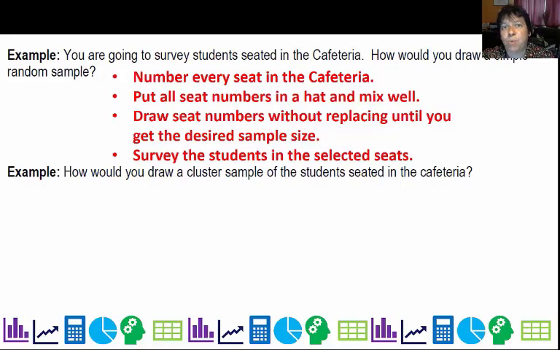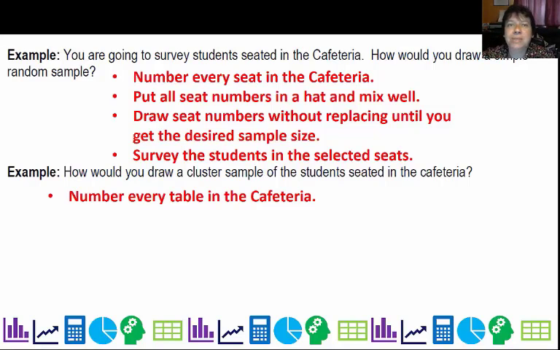Now, I didn't do it that way. Why? Because the seats kind of move around and it's very hard to get a listing. And not only that, the population here would have just been seated students, and I'm okay with that. But it's very difficult because the seats can move around. So how would you draw a cluster sample in the cafeteria? That's actually what I did. So instead of numbering the seats, the one thing that doesn't move around very well are the tables. So I numbered the tables, threw them in a hat, mixed it well, and then drew my sample.